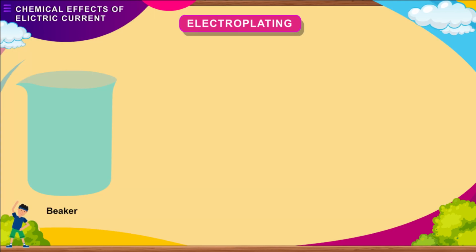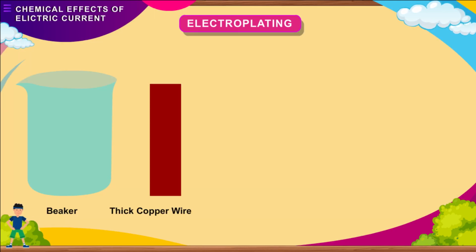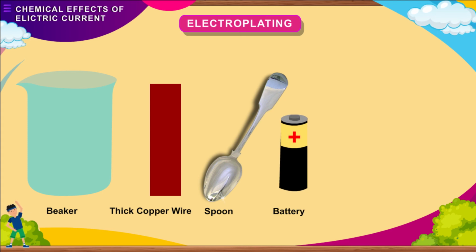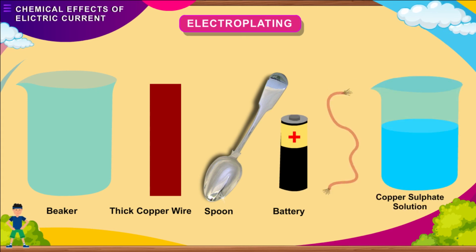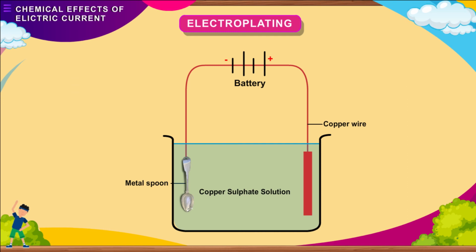Take a glass beaker, thick copper wire, a metal spoon, battery, copper sulfate solution, and copper wires. Fill the beaker with copper sulfate solution. Hammer the copper wire to flatten it out and connect the copper wire with the positive terminal of the battery. Connect the spoon through a switch to the negative terminal of the battery.